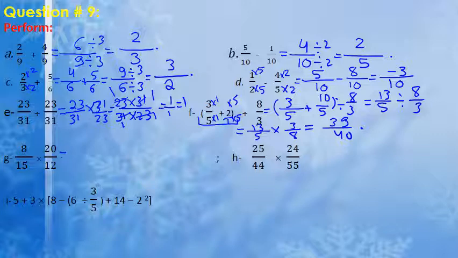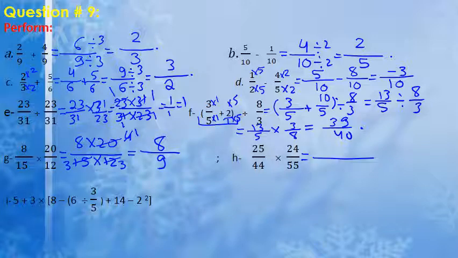Here we have multiplication of fractions. We write 8 times 20 over 15 times 12. We divide by 5, it's 3. We divide by 5, it's 4. Now, if we divide by 4, it's 1. If we divide by 4, it is 3. 8 times 1 is 8, and 3 times 3 is 9.